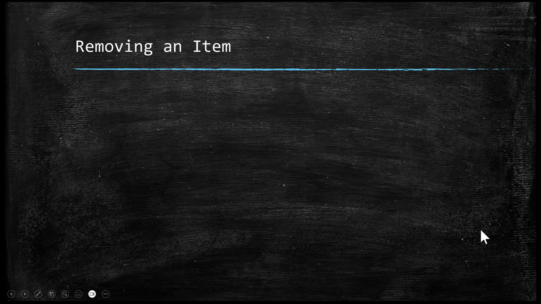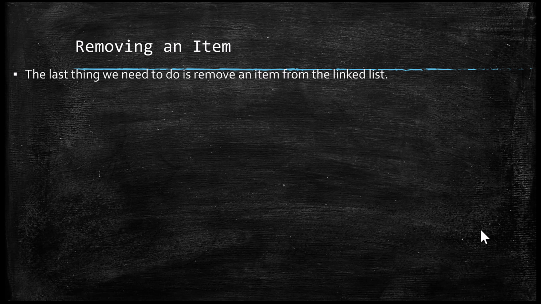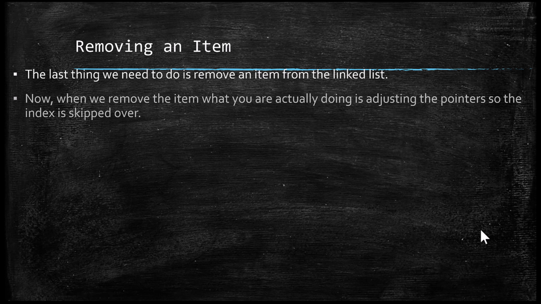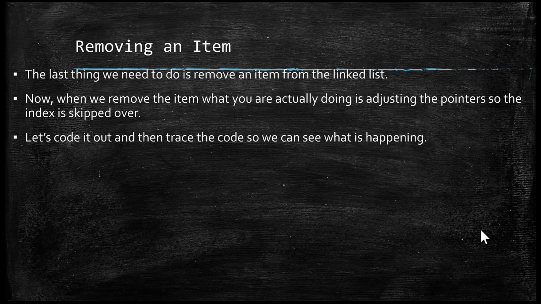All right, the last thing we need to go over is how to remove an item from the linked list. Now, when we remove the item, what you're actually doing is not actually removing it. You're adjusting the pointer so the index is skipped over. So let's code it out, then trace the code so we can see what is actually happening.